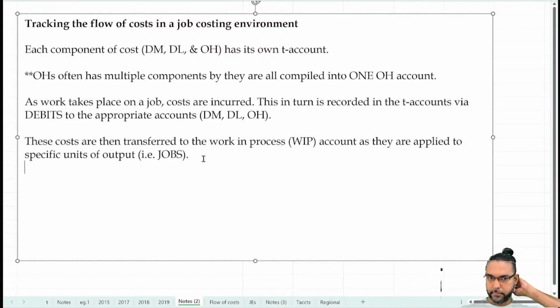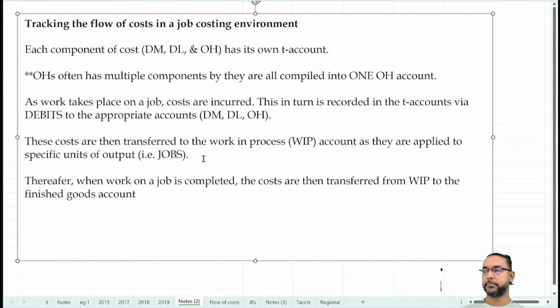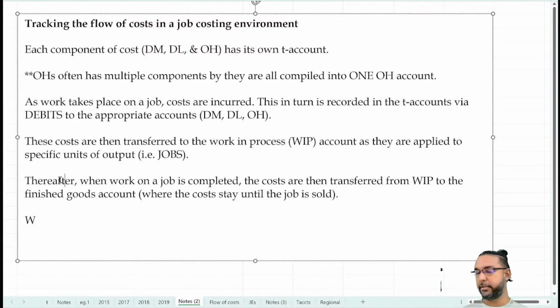Thereafter, when work on a job is completed, the costs are then transferred from work in process to the finished goods account, where the costs stay until the job is sold.